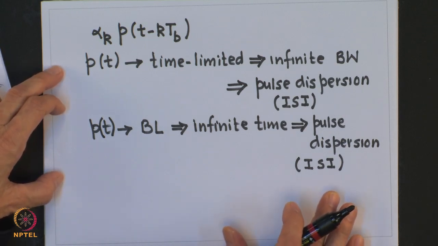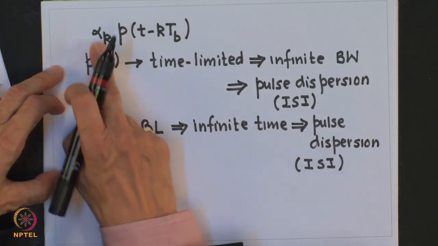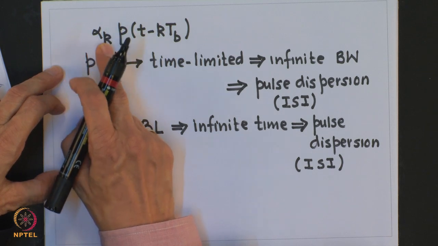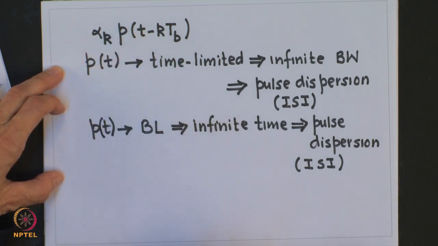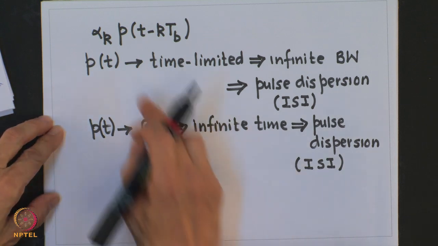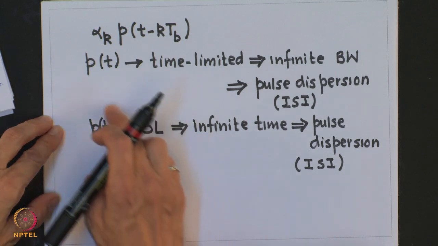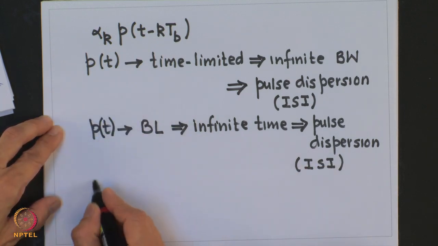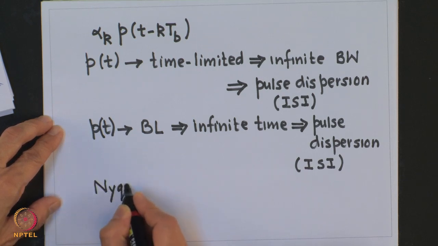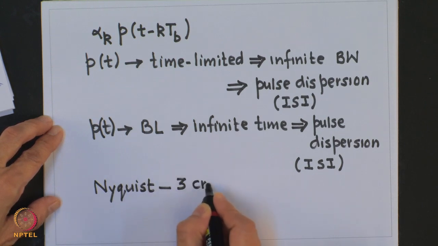Now, it is important to note that we are interested in the pulse amplitude alpha k. So, pulse amplitudes can be detected correctly despite pulse spreading if there is no ISI at the decision making instant, and this can be accomplished by a properly shaped band limited pulse. So, to eliminate ISI, Nyquist has proposed 3 criteria for pulse shaping.